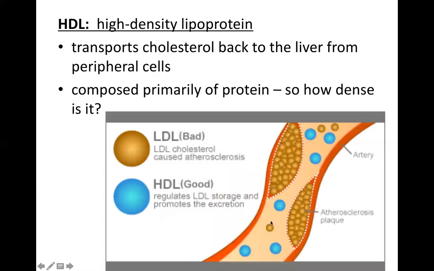HDL moves through the bloodstream and is represented in blue here. What HDL will do is bind to cholesterol and bring it back to the liver for recycling. HDL is the most dense because it's composed primarily of protein. This is considered the good cholesterol because it cleans out the cholesterol from the bloodstream. It is considered the good cholesterol, but remember that HDL and LDL are actually both lipoproteins, not cholesterol. They're lipoproteins that have cholesterol in them.